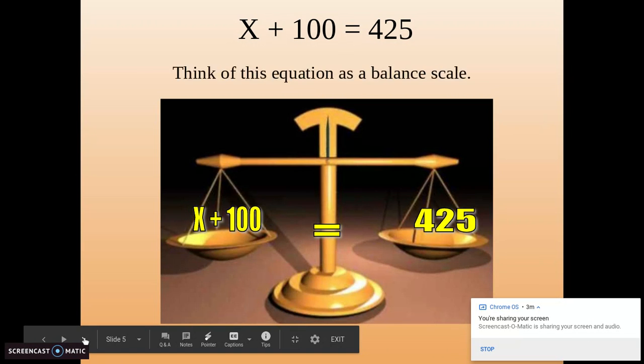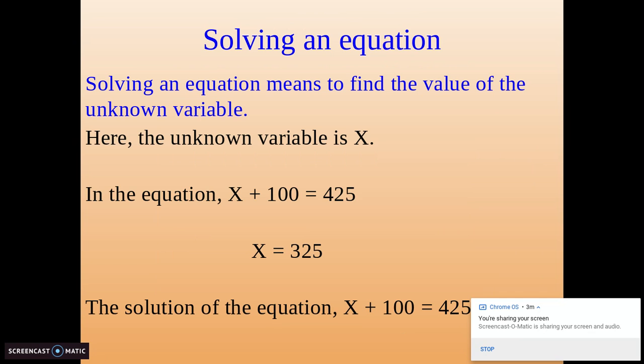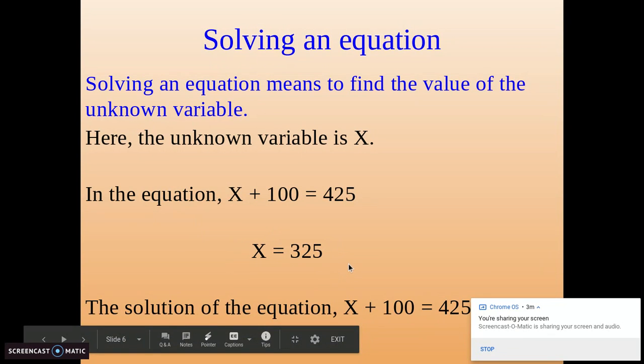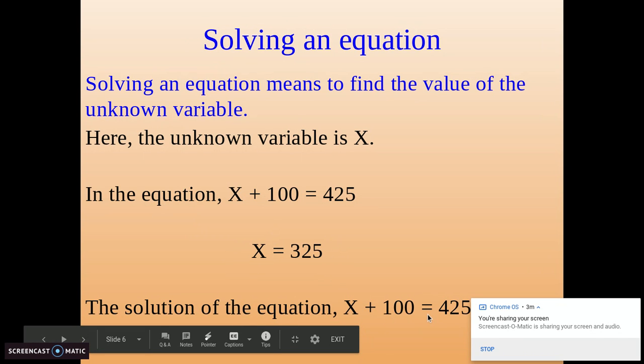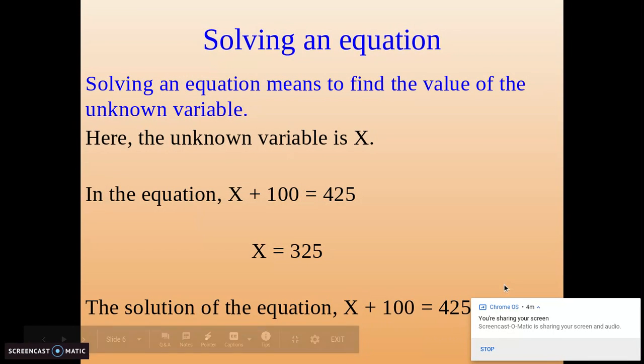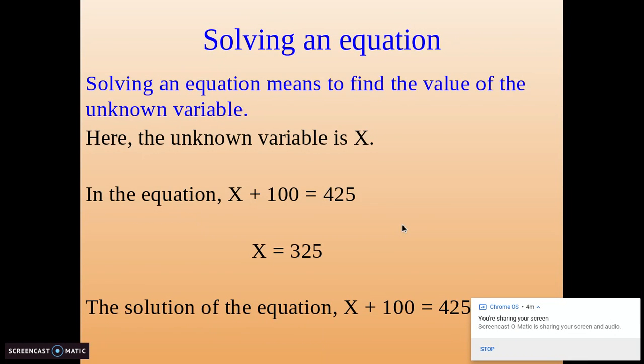Moving on to the next. Solving an equation. Solving an equation means to find the value of that unknown variable. Here the unknown variable is x. In the equation x plus 100 equals 425, the value of x, the money collected by the students, is equal to $325. So the value of x is 325. So finding the value of the variable is nothing but finding the solution of the equation.